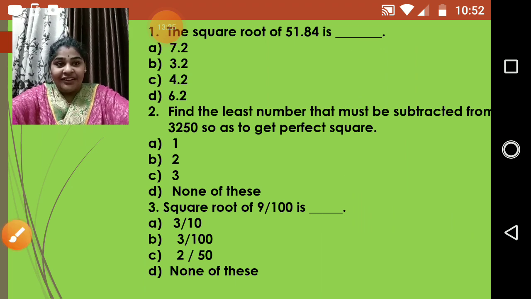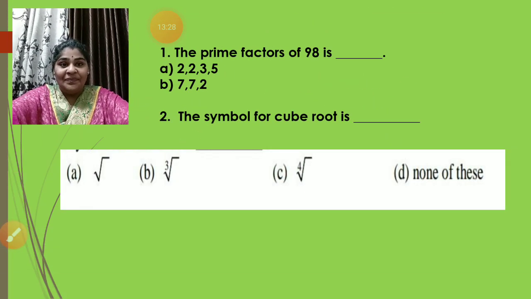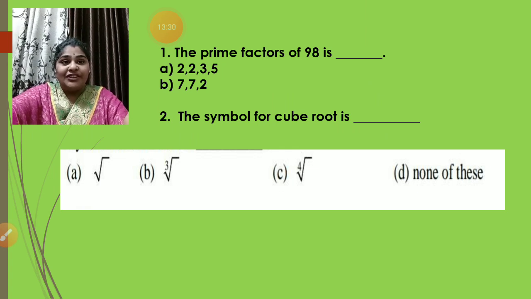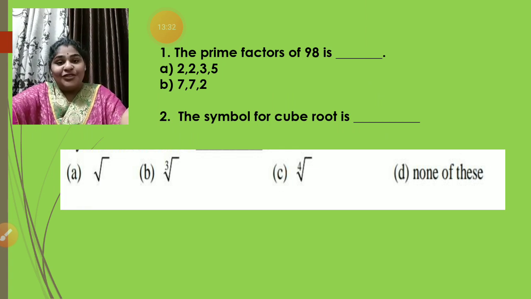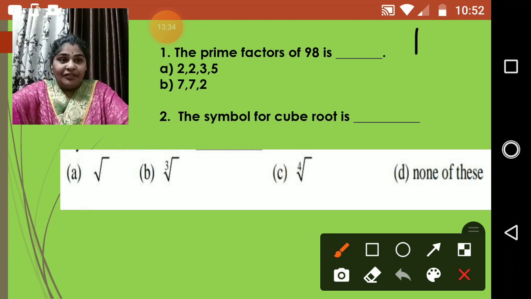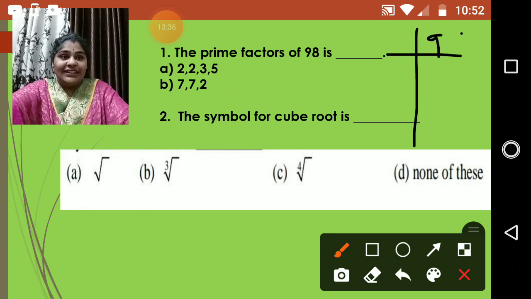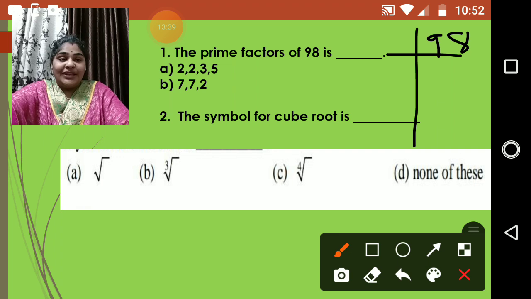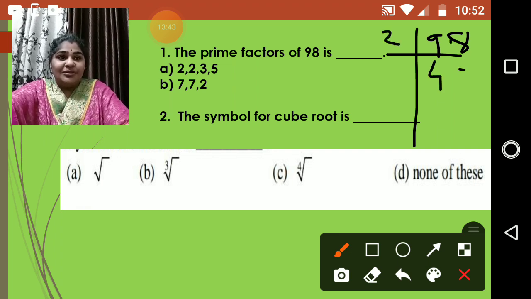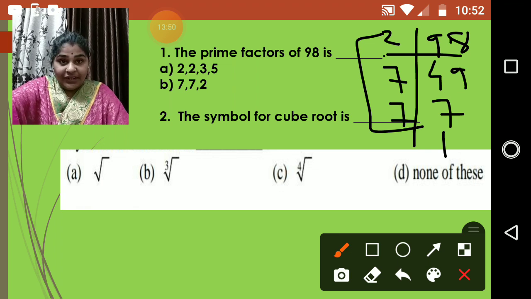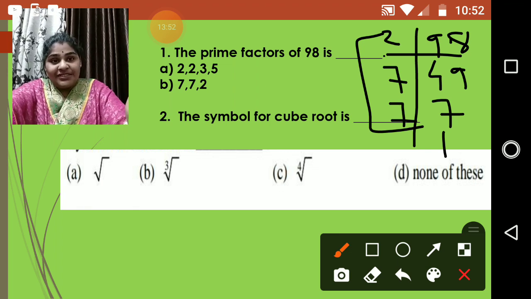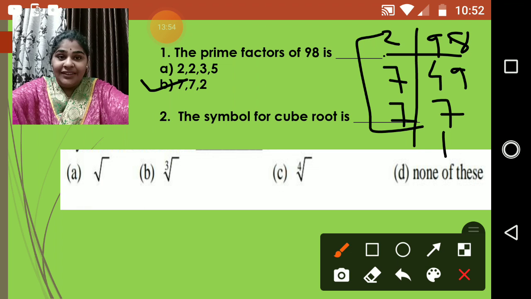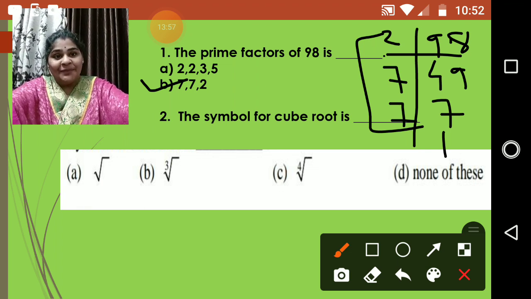I hope this is clear now. What type of questions will come? So let us see this one. The prime factors of 98. So obviously you will find the prime factors of 98, right? So 98, how to do? I know 2 4s are 8, 2 9s are 18, 7 7s are 49 and 7 1s are 7. So these are the prime factors, that is 2 into 7 into 7. So I will choose the option number B, that is 7, 7 and 2.